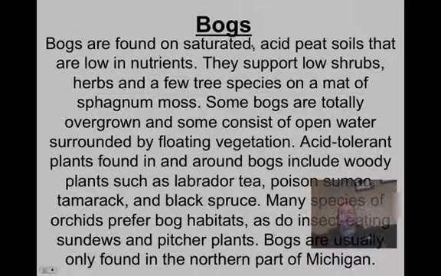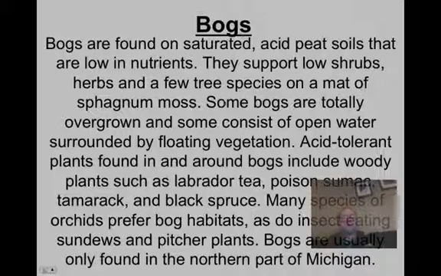Bogs. Bogs are pretty unique. They are found on saturated, it says acid peat soils that are low in nutrients. So one of the most important things here is they're acidic soils for bogs, and they're low in nutrients because of that. Okay, so they have low shrubs or herbs and a few tree species. It says on a mat of sphagnum moss.